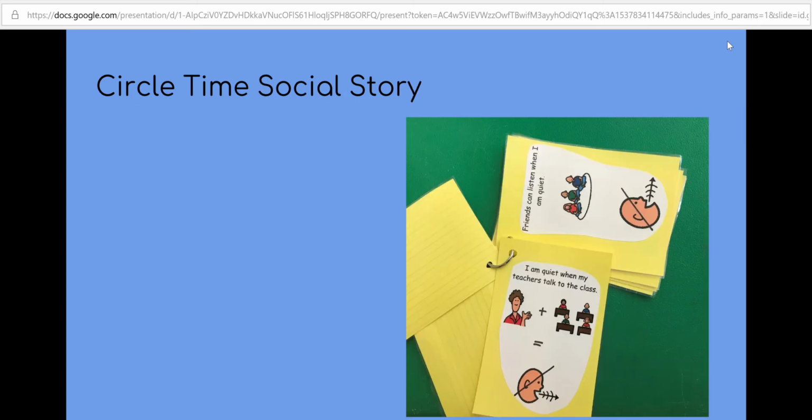We also have social stories that we use at Circle Time or in other parts of the routine. This is just one example, and these are helpful for students who are very visual learners and can look at pictures and recite the story back to themselves or to other friends to help them learn or understand a concept.